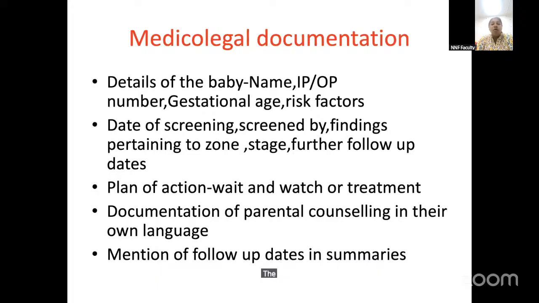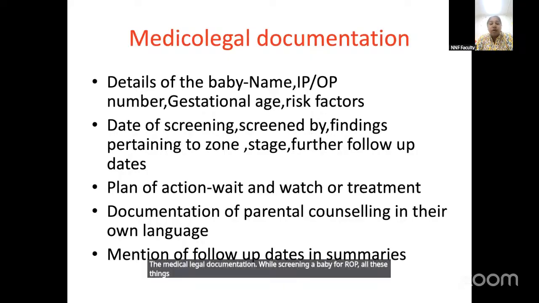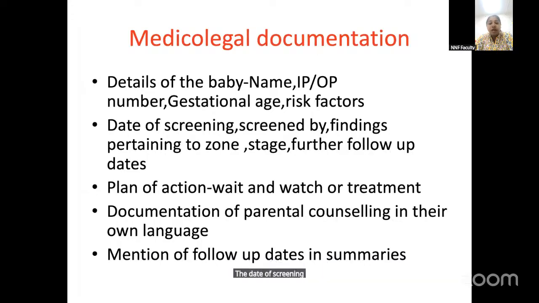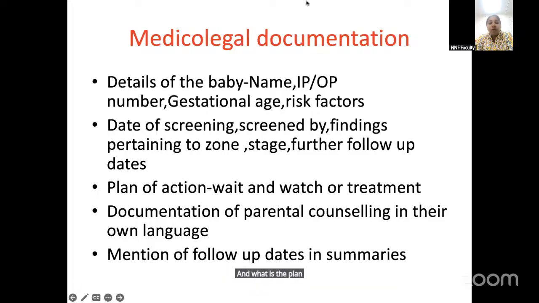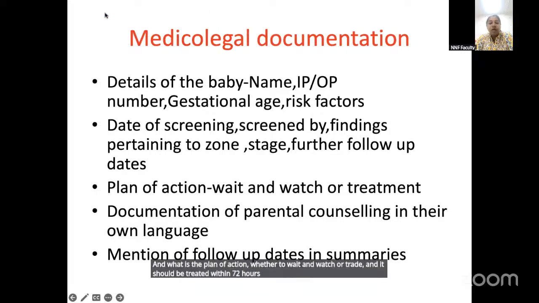The medico-legal documentation. While screening a baby for ROP, all these things should be documented. That is details of the baby, including name, IP/OP number, gestational age, and risk factors. The date of screening, who has screened, findings pertaining to the zone and stage, and further follow-up dates. And what is the plan of action, whether to wait and watch or treat, and it should be treated within 72 hours if it requires treatment. Documentation of parental counseling in their own language, and mention of the follow-up dates in the summaries.